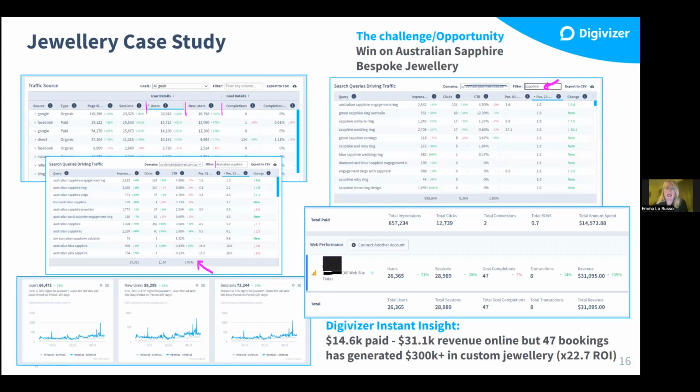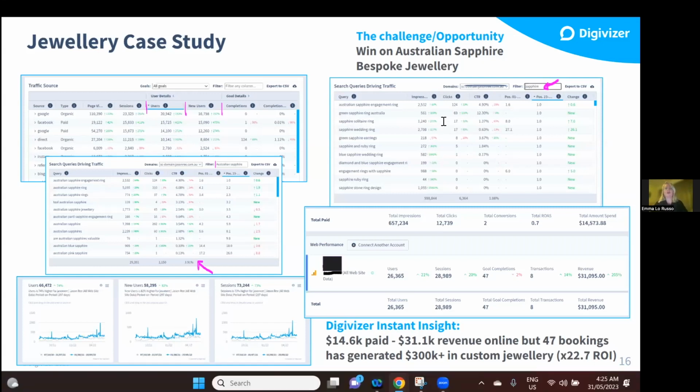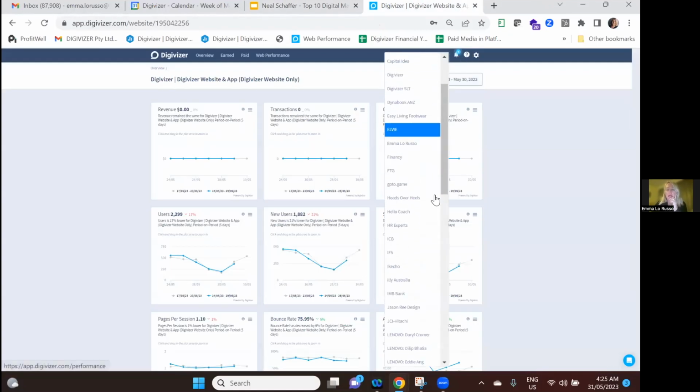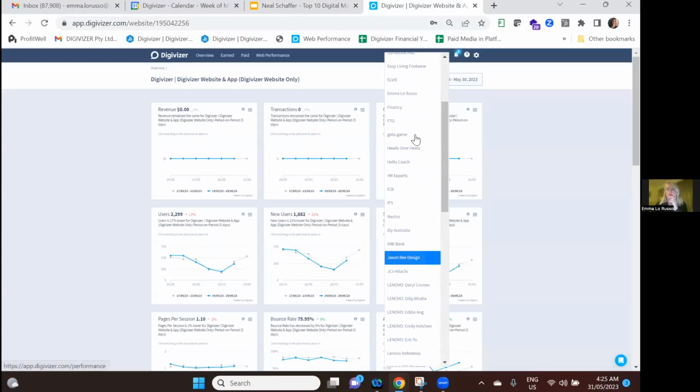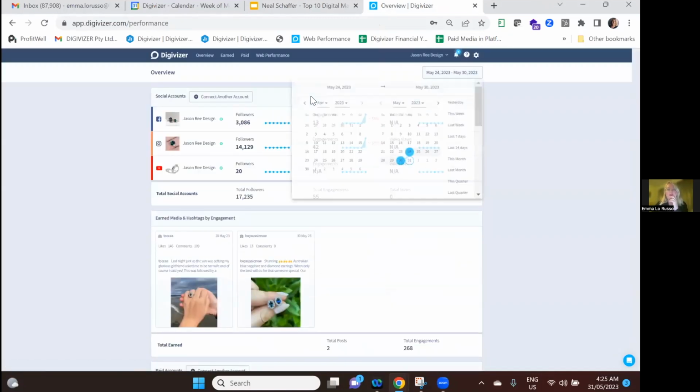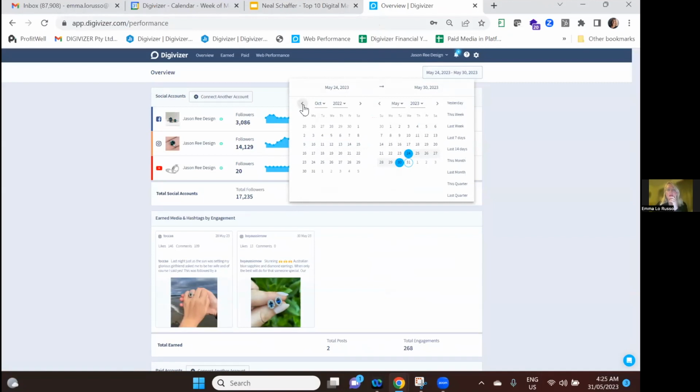What they did have was a very strong position around Australian sapphires, as the biggest Australian sapphire jeweller, and bespoke jewellery. By taking this view, actually going into the platform, I'm going to go to that particular example to show you the outcome. I'm just going to extend that period to give enough data to make it interesting.